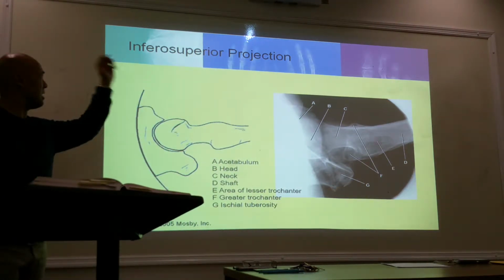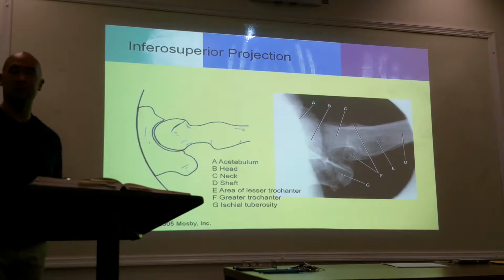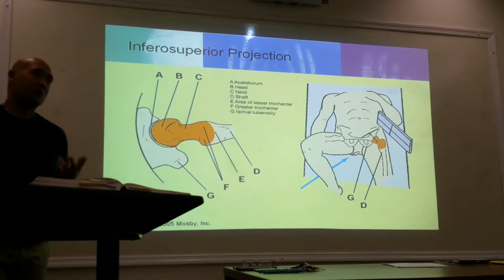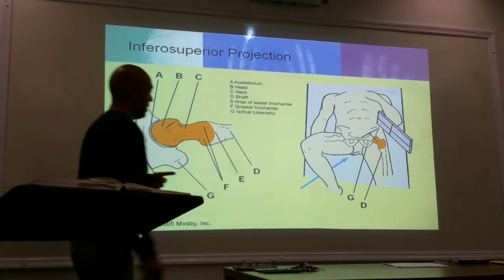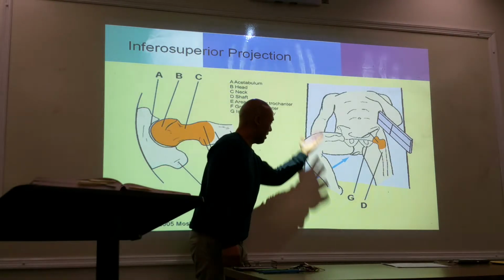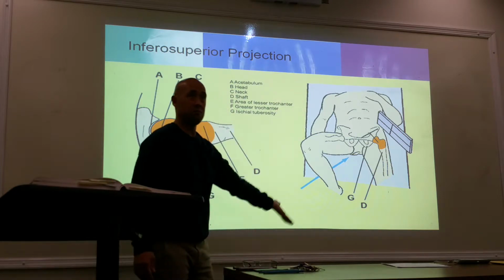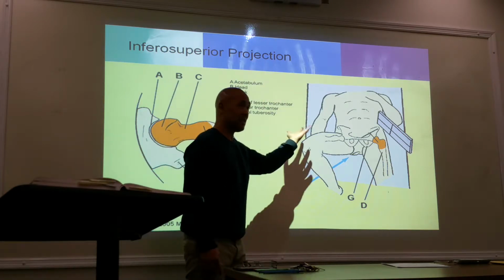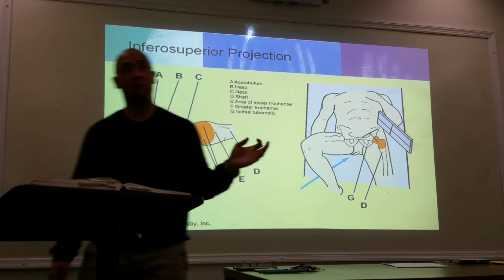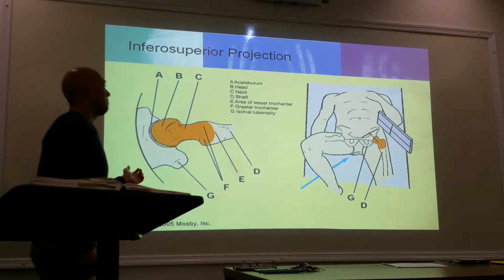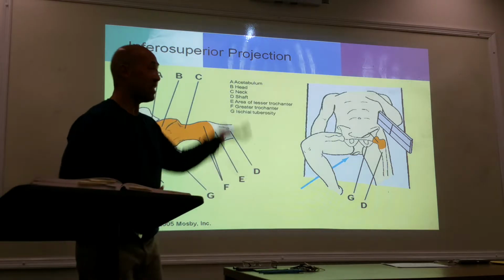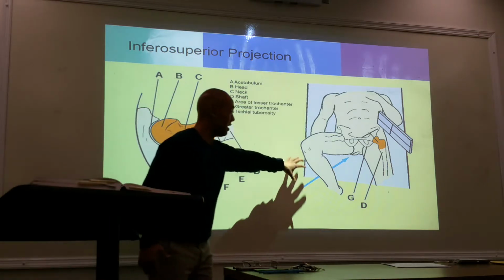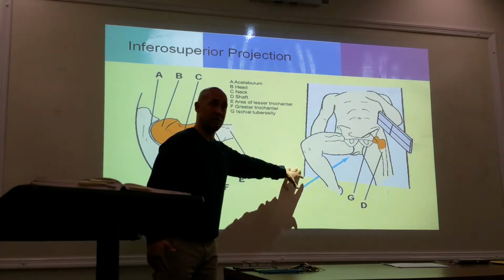So we'll talk about the inferosuperior projection here in just a little bit. This is what it looks like. What we have to do here is get the unaffected leg out of the way. I was shown how to use a trash can to prop the unaffected leg up. That's what we call the trash can method.